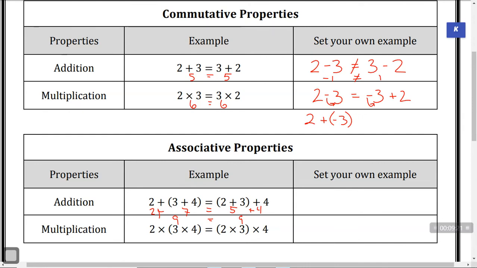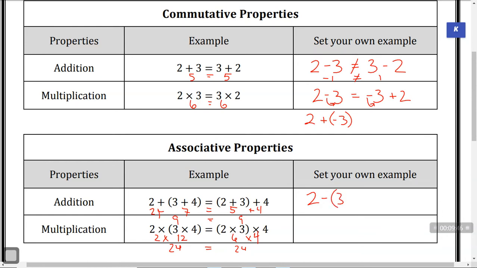All right. Notice at the bottom there, 2 times 3 times 4. Well, 3 times 4 is in the parentheses, so I do that first. And then I multiply that by 2, and I get 24. On the other side, if I do 2 times 3 first, I get 6. And 6 times 4 is 24. Once again, we get an equal value on both sides of that equation, showing us that it is true.